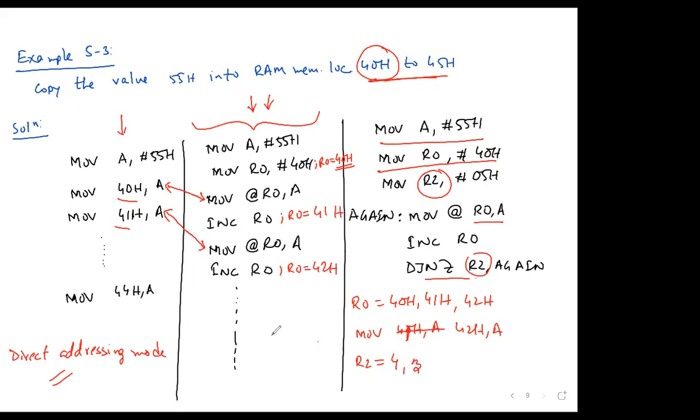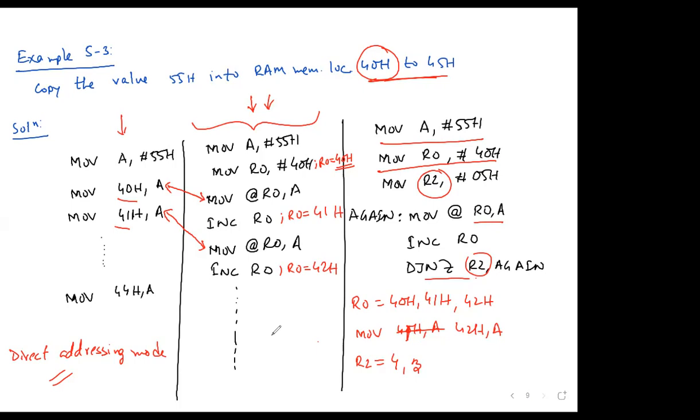For the loop, I have a question. DJNZ, the jump occurs first, or the decreasing of the R2 register occurs first? Decreasing occurs first. So at first it will decrease from 5 to 4, then jump. Then again it will decrease to 3, then jump. Then 2 to jump, then 1 to jump, and after that it will decrease to 0.